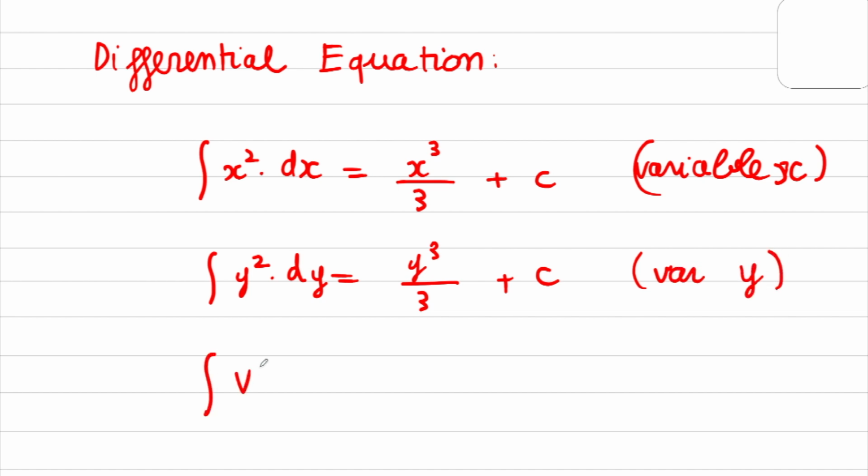Another one: the integral of v squared dv means you will have v cubed over 3 plus c, and this means you are using the variable v. This is not x anymore. You have to understand the integral when you change the variable from x to another letter. Sometimes it will be y, sometimes v or a or b or anything.